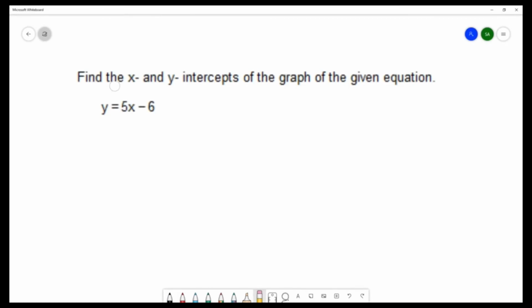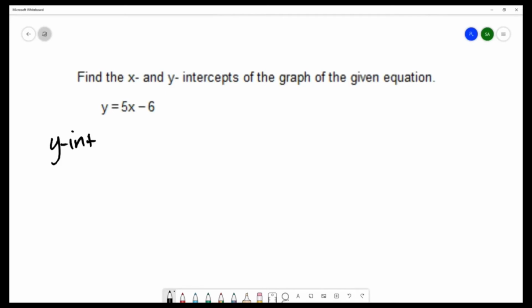For this question, we want to find the x and y intercepts of the graph of this given equation. And our equation is y equals 5x minus 6. So let's start by finding the y-intercept because it's a little bit easier.